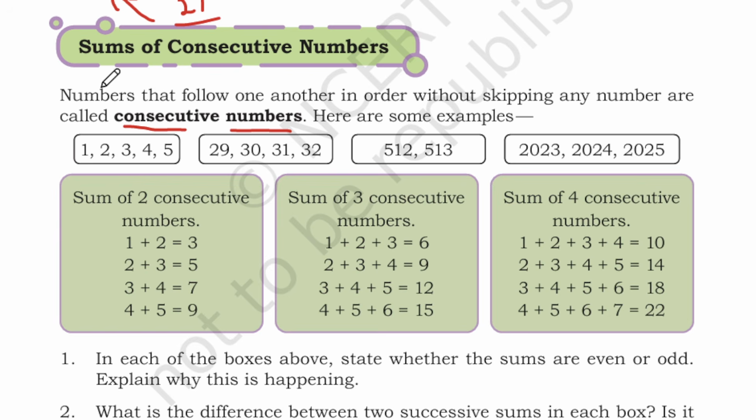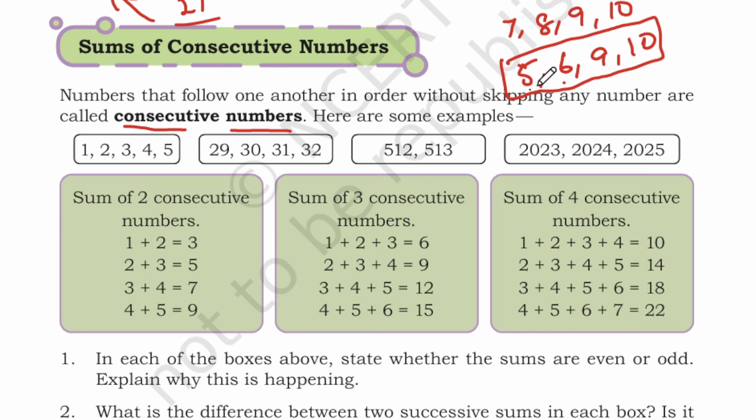Okay, so these are the example 1, 2, 3, 4, 5 or 29, 30, 31, 32, or 512, 513, 514, 15, 16. Look at these numbers. There is no number skipping in between. So you can also write 7, 8, 9, 10 and tell me whether this is consecutive. 5, 6, 9, 10. Is this consecutive number? This is not a consecutive number because we are missing number 7 and 8. 5, 6, 7, 8. 7, 8 is not there. Directly we went to 9 and 10. So this number is a consecutive number. 7, 8, 9 and 10.